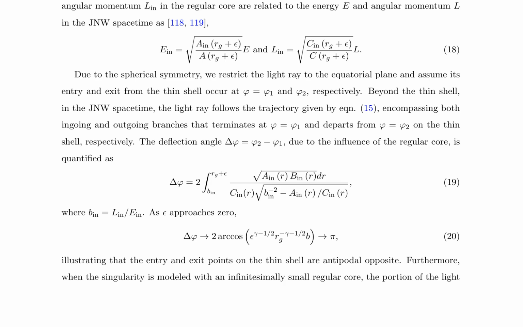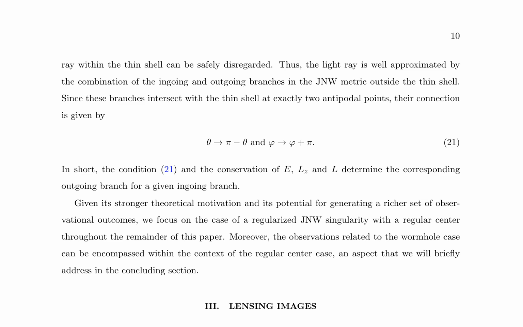Within the thin shell, the approximation of the light ray can be disregarded, allowing for a well-approximated combination of the ingoing and outgoing branches in the Janis-Newman-Winicour (JNW) metric. The connection between these branches is determined by the condition θ → π − θ and φ → φ + π, as stated in equation 21, which, along with the conservation of energy, angular momentum, and dynamical angular momentum, determines the corresponding outgoing branch for a given ingoing branch.